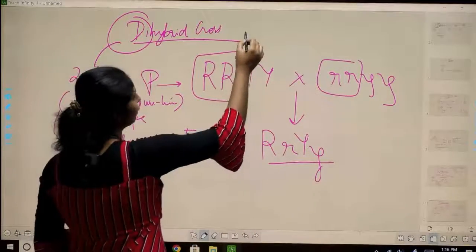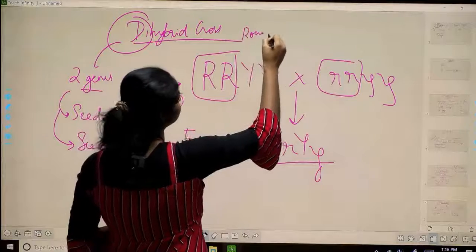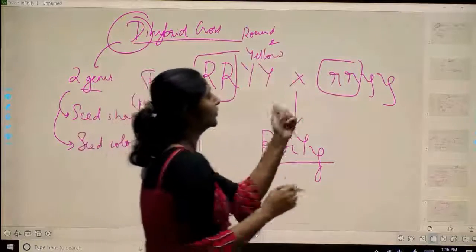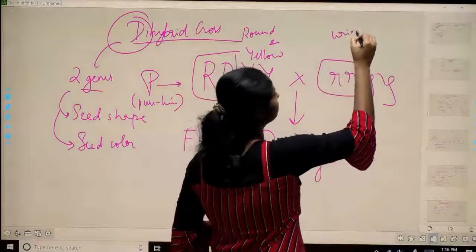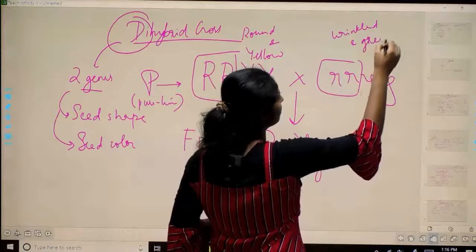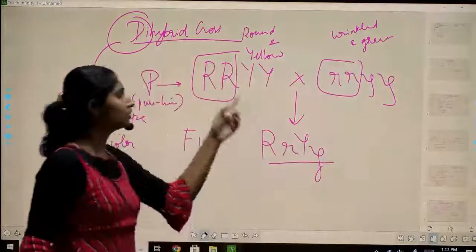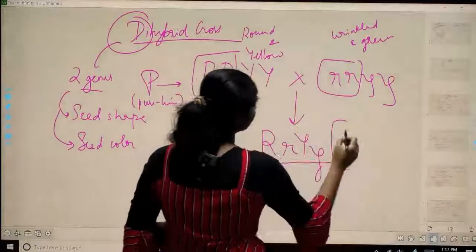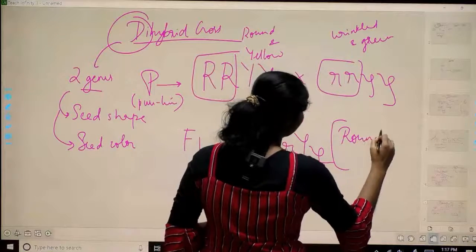Now, this particular parent was round and yellow, whereas this one was wrinkled and green. And the F1 resembled the dominant parent, showing only the dominant alleles, right? This is also round and yellow.